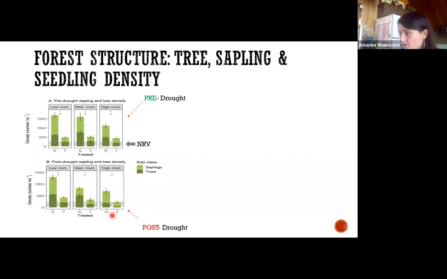And here's what it looks like after the drought. So still in these lower and moderate mortality classes, we have a lot more trees than we would have had historically. In the treated areas, it looks pretty similar to what it looked like pre-drought in the low and moderate mortality classes. But in the high mortality class right here, those numbers of trees in the darker green are dipping below that natural range of variation.